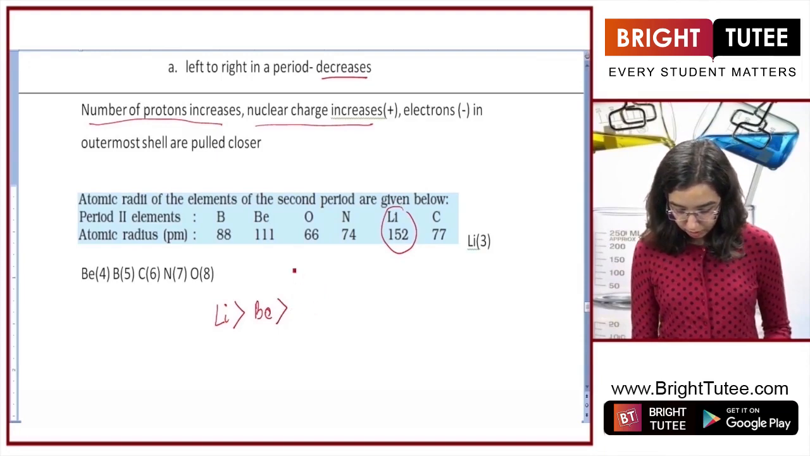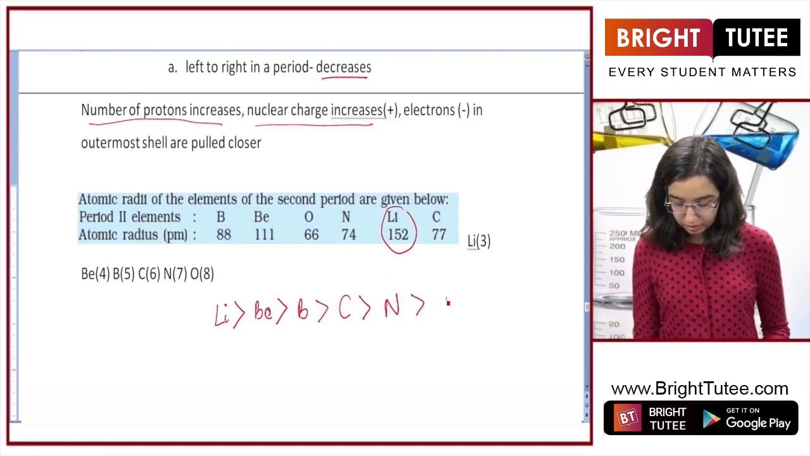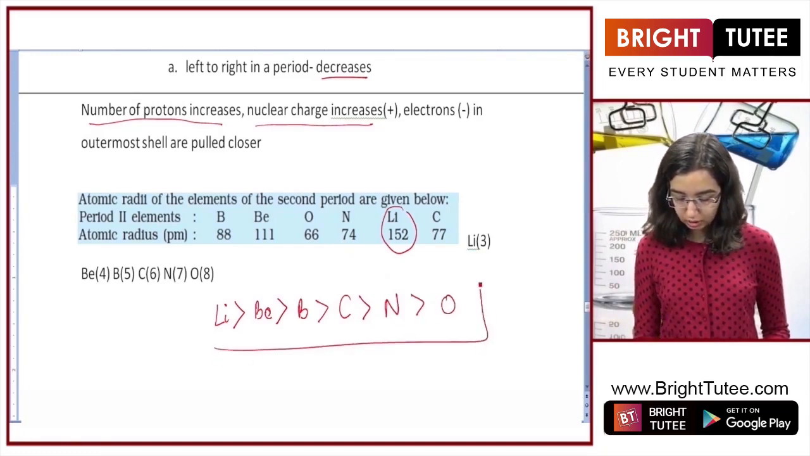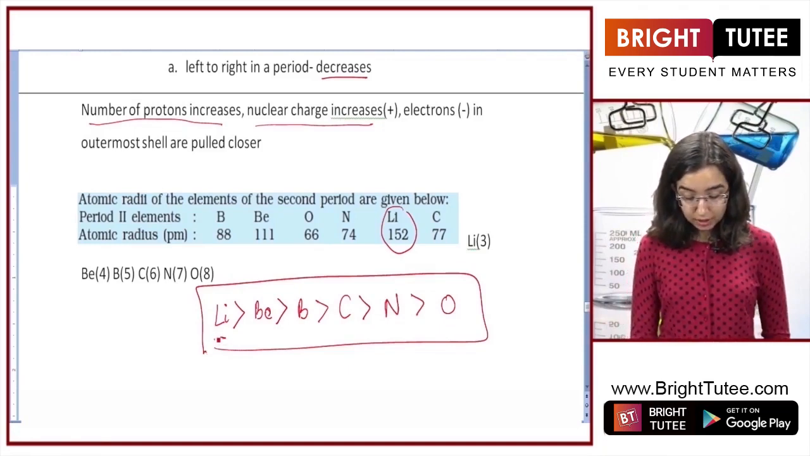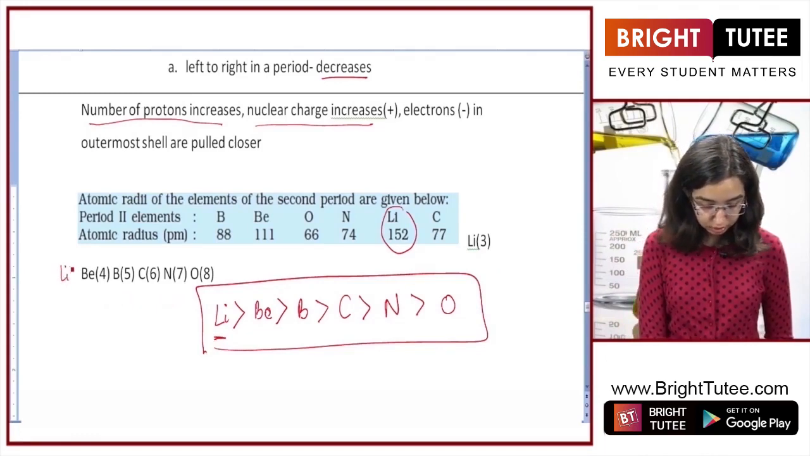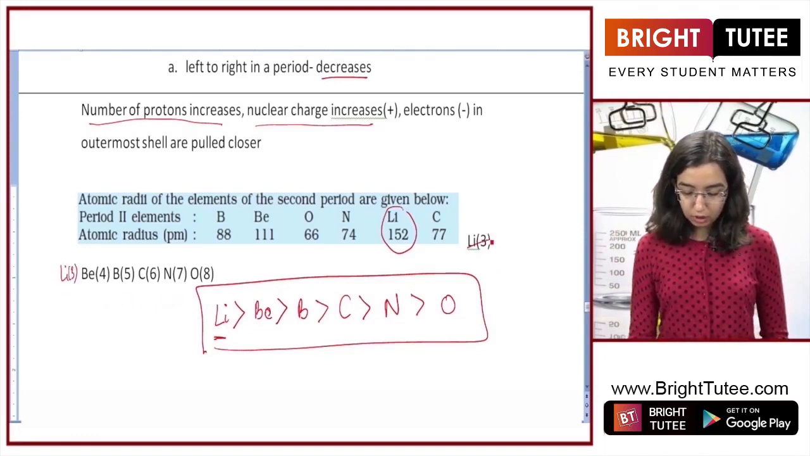After beryllium, we have boron. After boron, we have carbon, then nitrogen, and finally the smallest is oxygen. So this is the arrangement of these elements based on their atomic radius. Now you see that the smallest element, as shown here in the configuration, let's put lithium here for convenience. So the smallest element is in fact the biggest.